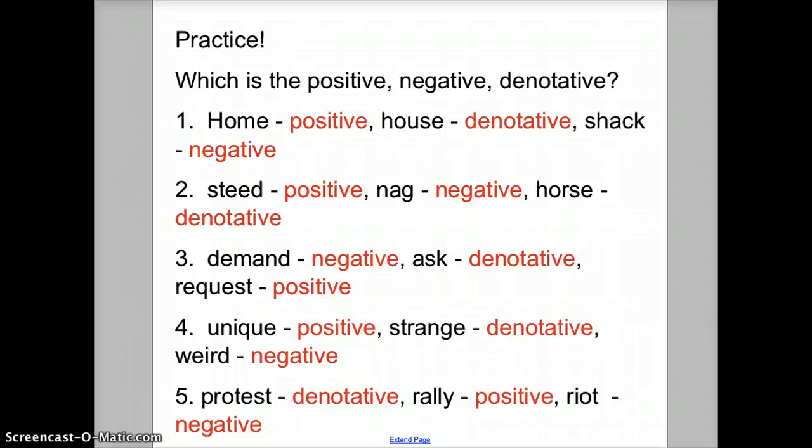Here are the answers. Number 1, like I said, home is positive, house is denotative, and shack is negative. 2, steed is positive, nag is negative, horse is denotative. 3, demand is negative, ask is denotative, request is positive. 4, unique is positive, strange is denotative, weird is negative. And finally, 5, protest is denotative, rally is positive, riot is negative.